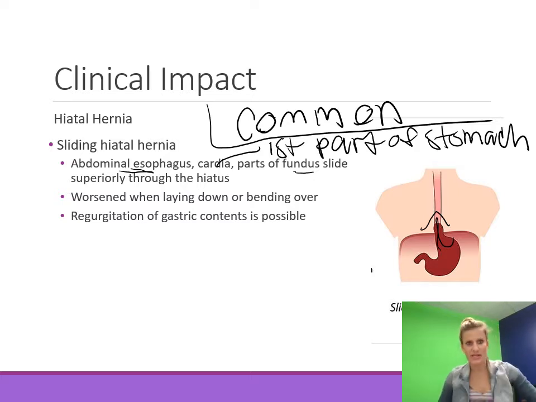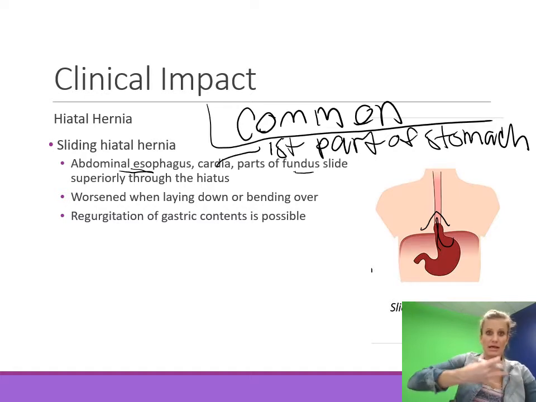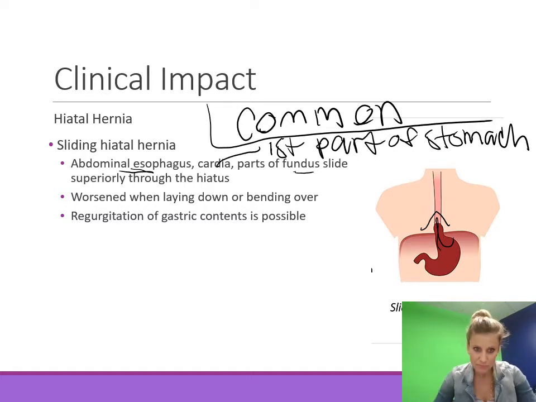Like when you bend over, for example, that increases the pressure in the abdomen. And then also gravity is not on your side any longer, and it can worsen or increase the amount that slides up into the thorax. In a sliding hiatal hernia, it is possible to regurgitate gastric contents. So this is more symptomatic when it comes to regurgitation. And the reason for that is that the cardia, or cardial orifice, the entrance into the stomach, is no longer in the correct place.